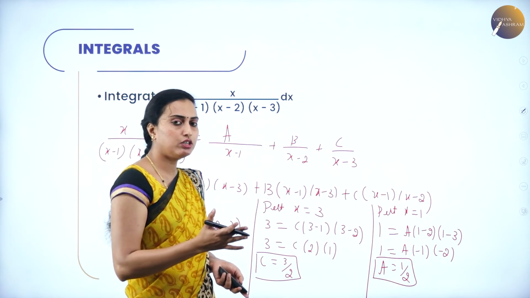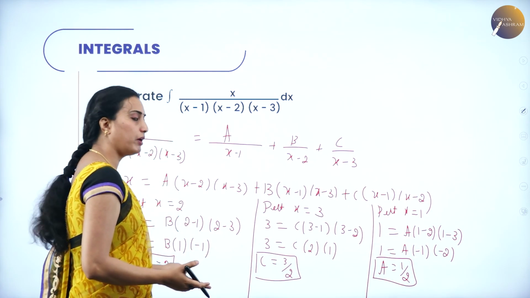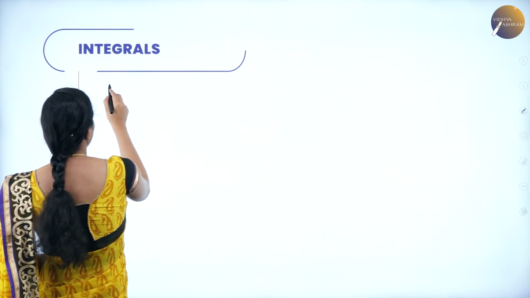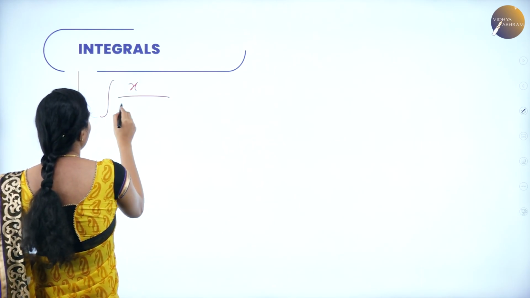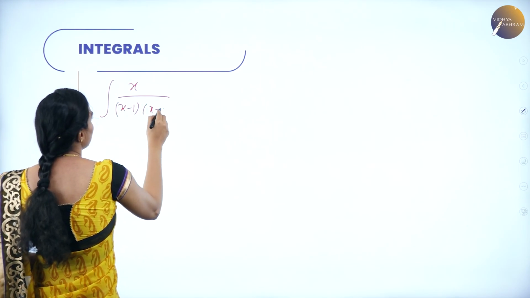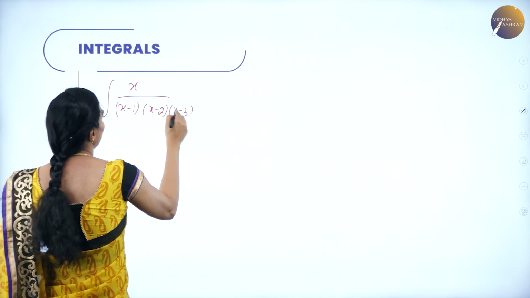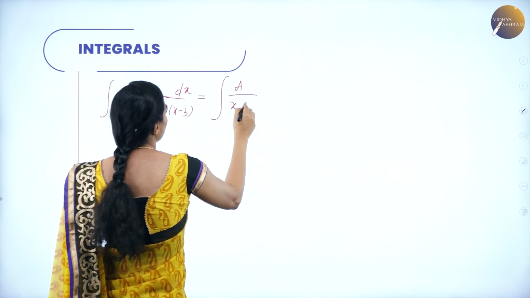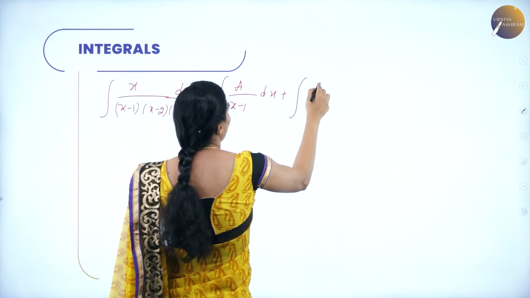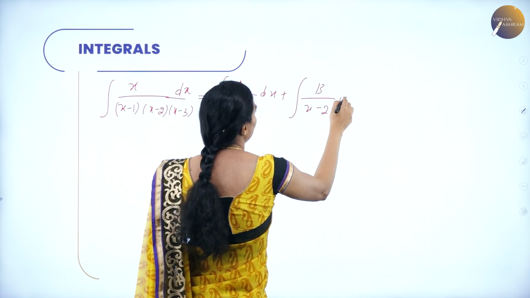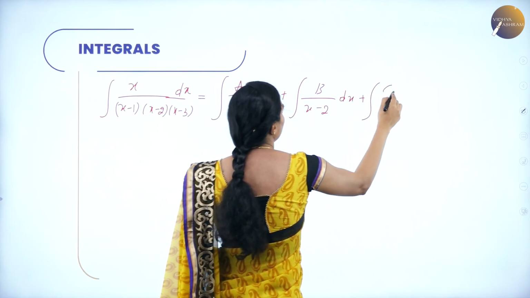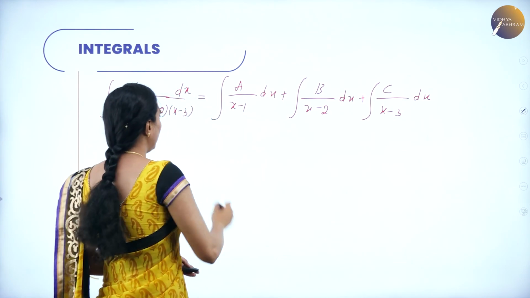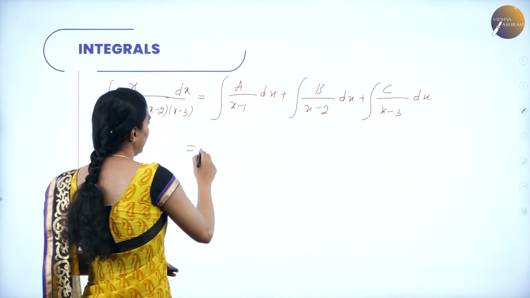Now substituting a value as 1 by 2, b value as minus 2, c value as 3 by 2 in the given and integrating, this will become the integral of x divided by (x minus 1) into (x minus 2) into (x minus 3) dx, which implies integral of a divided by (x minus 1) dx plus integral of b divided by (x minus 2) dx plus integral of c divided by (x minus 3) dx.